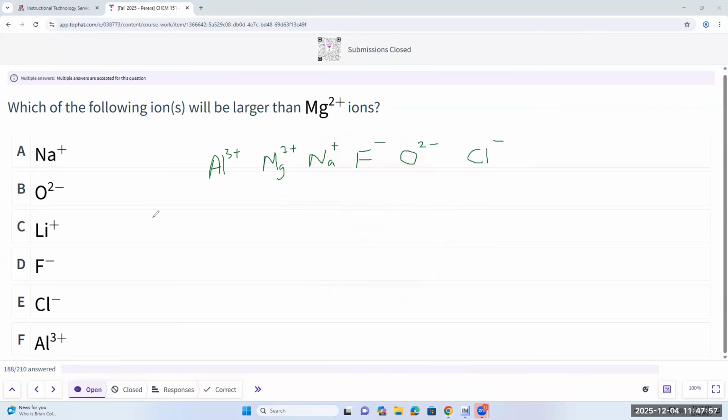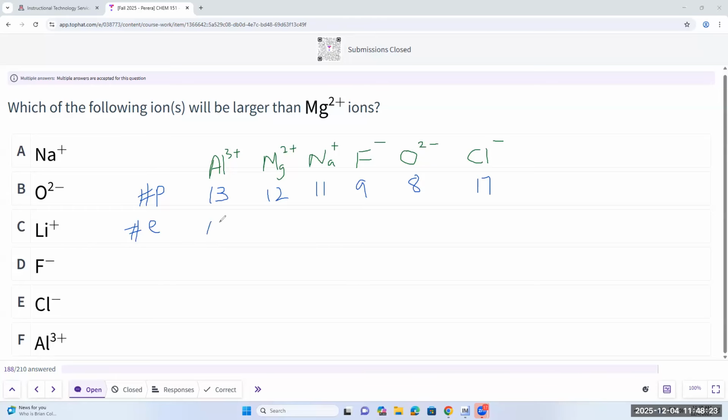Okay, here's a way to think about this. Let's count the number of protons, which is the atomic number. Aluminum is atomic number 13. Therefore, it has 13 protons. Please let me know if I make a mistake. Magnesium is 12. Sodium is 11. Fluorine is 9. Oxygen is 8. Chlorine is 17. And then the number of electrons.